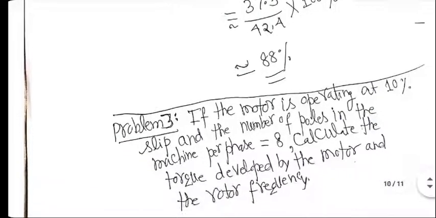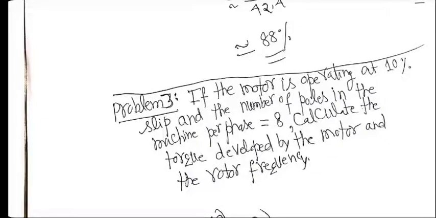Okay, now the next problem is if the motor is operating at 10% slip. We are talking about the motor in problem 2, by the way. If the motor is operating at 10% slip and the number of poles in the machine per phase is equal to 8, calculate the torque developed and the rotor frequency.